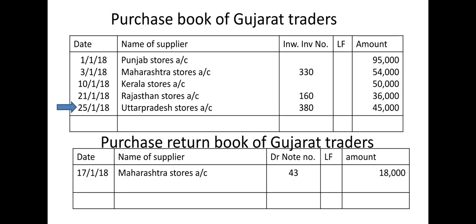Okay, student. Now 29. Student, 29 is again very important because there is a return. On 29, it is written that out of goods purchased from Uttar Pradesh stores, 30% goods is returned. Okay, students, so we are returning goods to Uttar Pradesh stores.